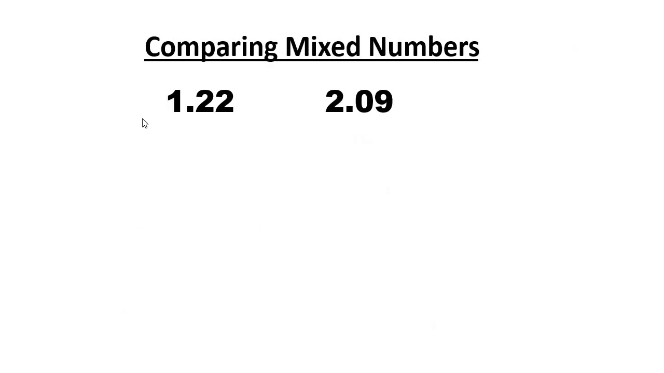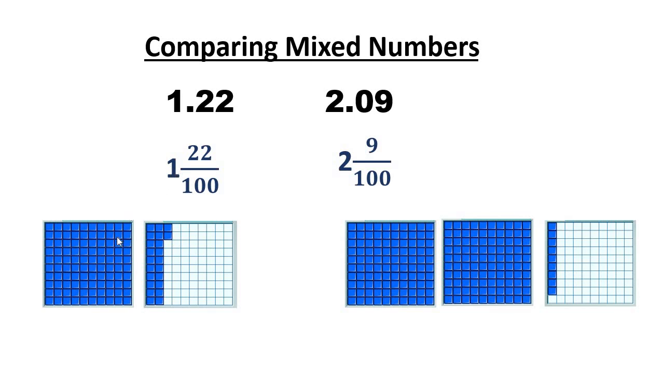Now let's take a look at what happens when we have mixed numbers out in front. So in this case, this is one whole pizza and 22 hundredths of another. This is 2 and 9 hundredths. So with one whole and 22 hundredths, when we compare that to 2 wholes and 9 hundredths, it's really the whole numbers that we need to look at first. It really doesn't matter how much pizza is left over in that box. If this one has 2 whole pizzas, it automatically is larger. So it should be 1 and 22 hundredths is less than 2 and 9 hundredths.